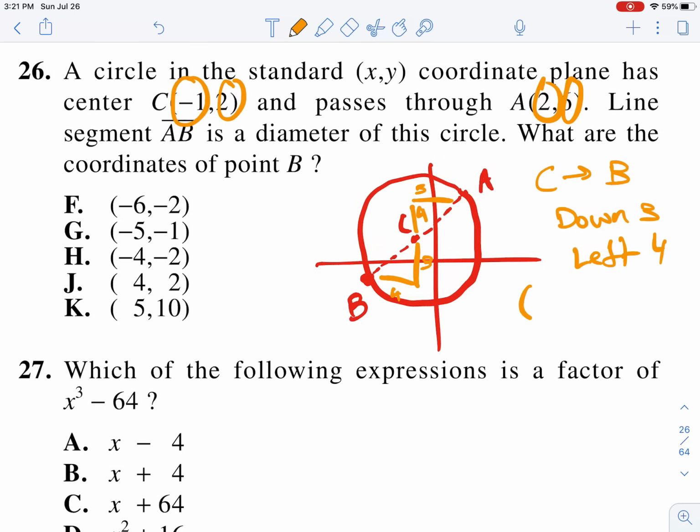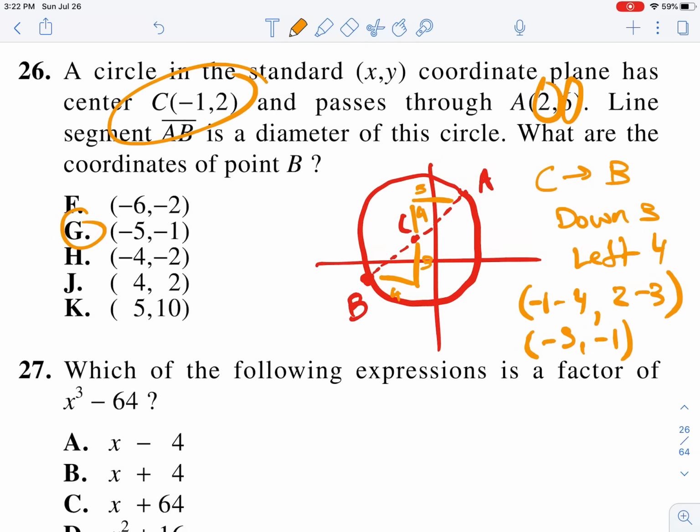So if we take C, we're going to go down 3, left 4. I'm just taking this point here and modifying it down here. Negative 1 minus 4, and then we're going to go down 3. So 2 minus 3. So you get negative 5, negative 1. And your answer is G. Let me just check the answer key. Or sorry, your answer is H.